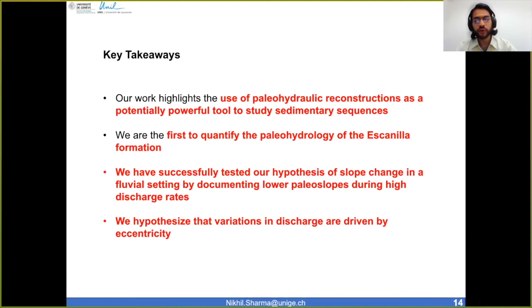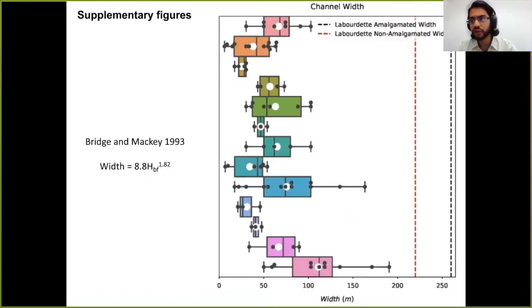Oh, yeah, that's a good question. Channel width is an interesting parameter that is hard to quantify, especially for the amalgamated intervals. And actually I do have a supplementary figure. For the channel width, I use this Bridge and Mackey 93 empirical equation. And this depends on the bankfull depth estimates that I have. And I have done that for the amalgamated and the non-amalgamated intervals for all my sequences.